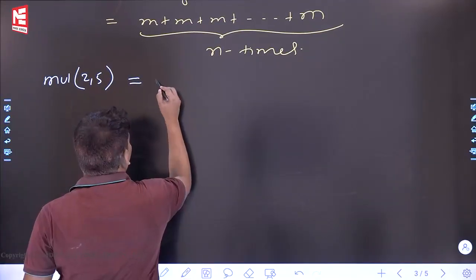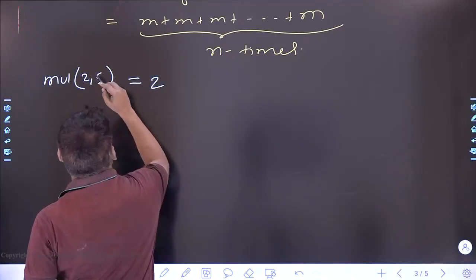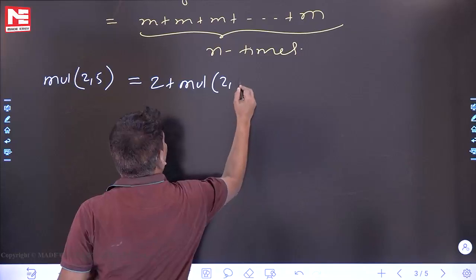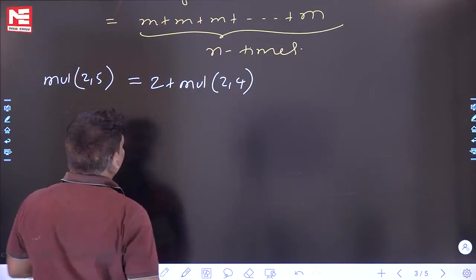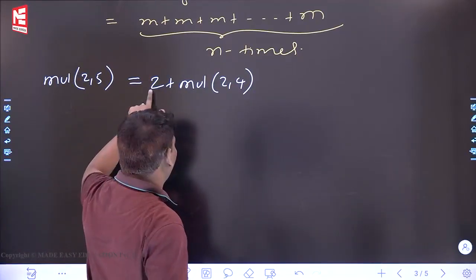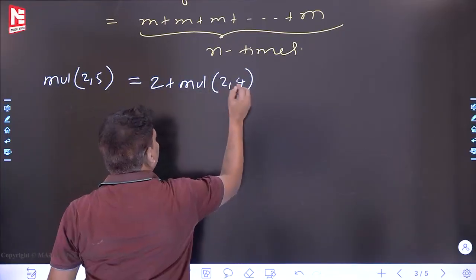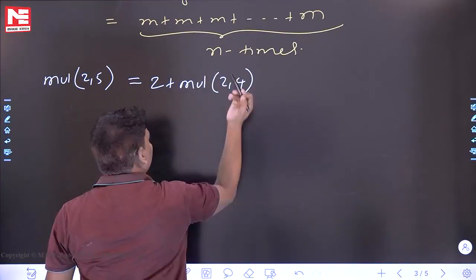Recursion you know very well. What is the answer? 2 plus, adding 2 five times, which is 2 plus multiplication of 2 comma 4. Actually 5 times, 1 time is over, so 4 more times you have to do. If you know this answer, just come back and add 2 plus it, then you will get the answer.